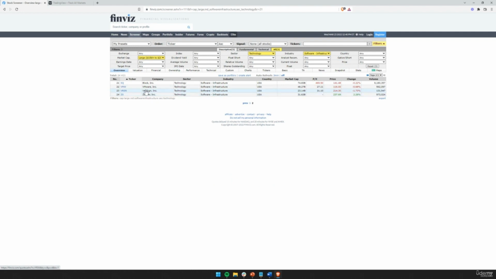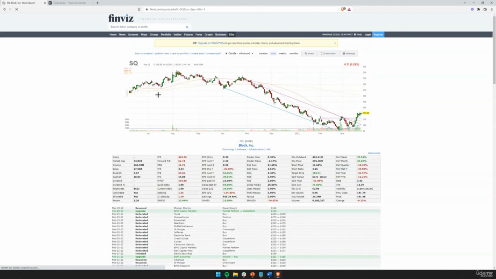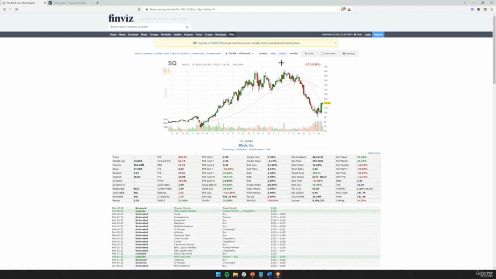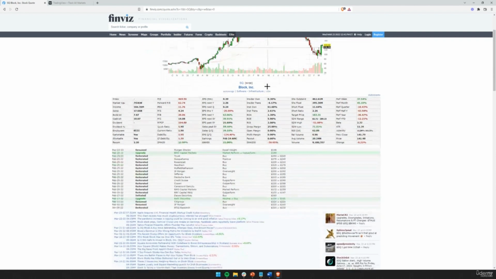And I say, okay, let's have a look at Block, formerly called Square. So click on there, we see the chart first and see that over the long run, the company was developing quite well. But last autumn, starting in November, there was a pretty ugly sell-off. And it seems like there could have been the bottom in there. And there was a big bounce. So yeah, let's dig deeper and do some research here.